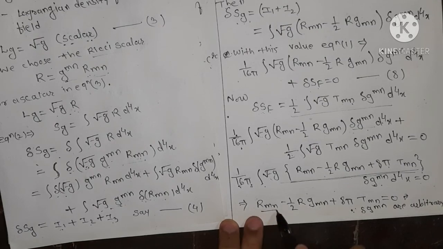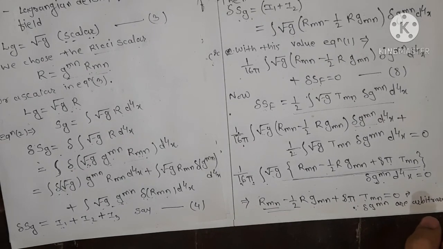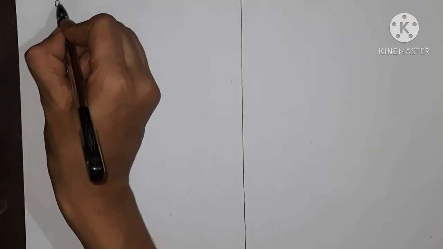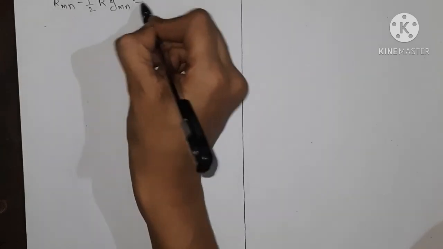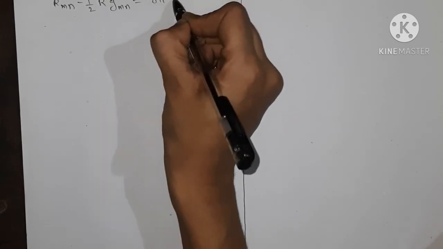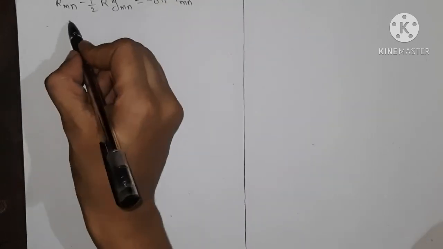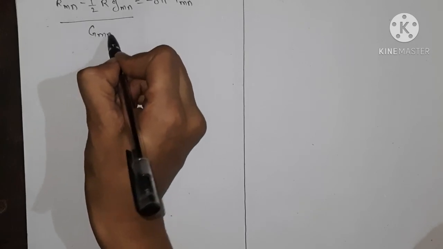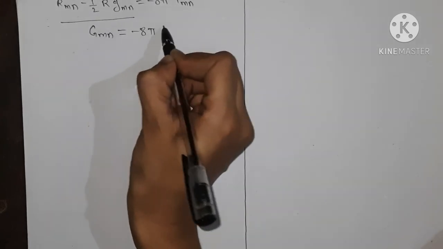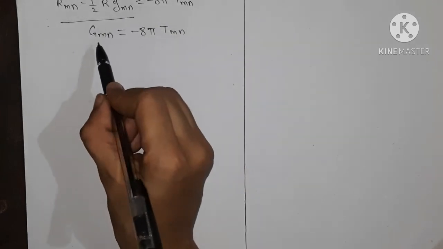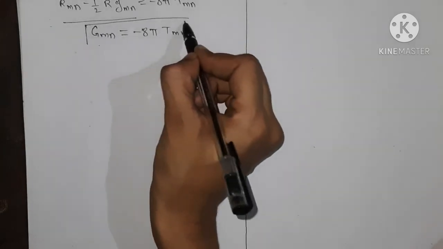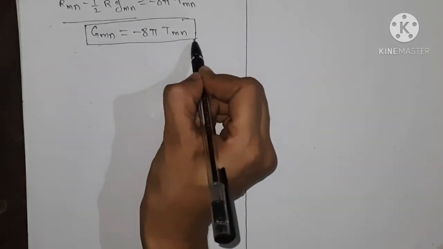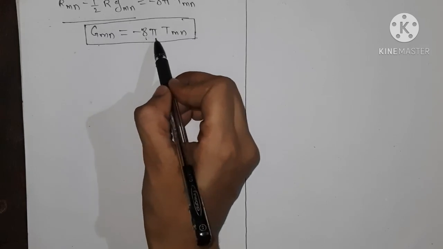Okay, so from this we can take this 8 pi T mn to the other side, therefore we can write R mn minus 1 upon 2 R g mn, which is equal to minus 8 pi T mn. So the value of this is nothing but our G mn is equal to minus 8 pi T mn. So we can say that this is our Einstein field equation. Where the value of kappa is nothing but 8 pi.